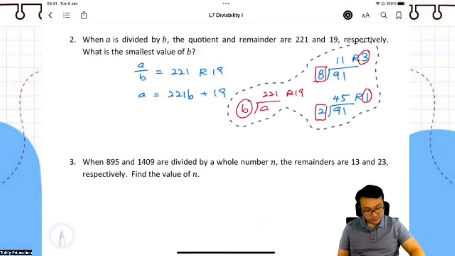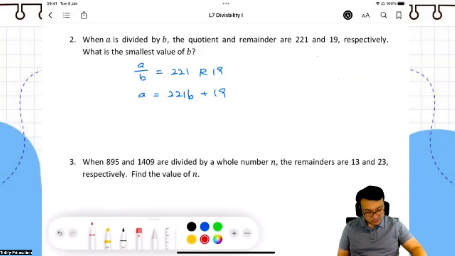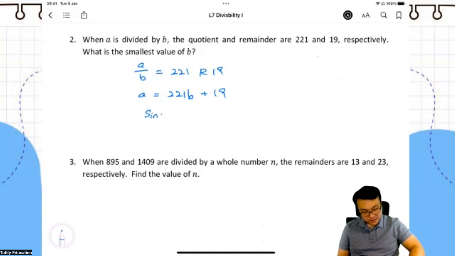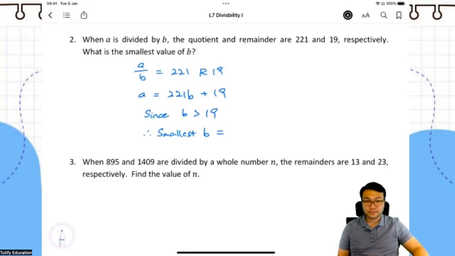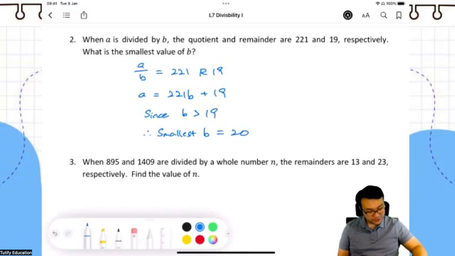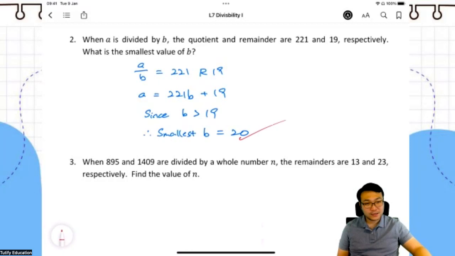So let me get rid of this. So what must we say? We will say that B must be bigger than 19. Therefore, what is the smallest possible value of B? 20. There you go. Very good, Nicole. You have any questions about this? No. All right, well done.